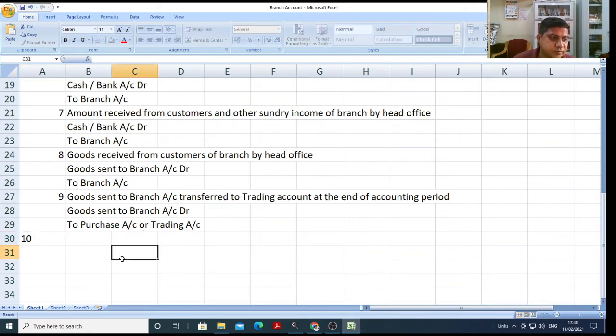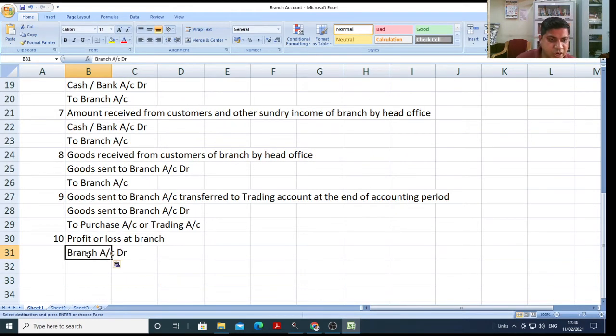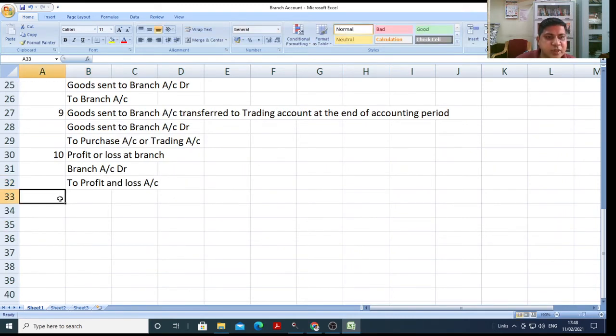Next, profit or loss at branch. The entry will be branch account debit to profit and loss account.